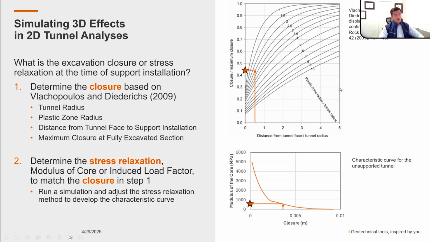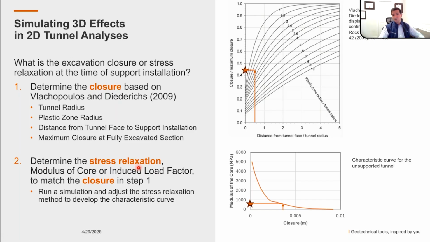In step 1, what we should do is determine the closure based on the Vlachopoulos and Diederichs method. Based on this graph and all the analysis that they have done, they have provided this very nicely structured chart that you can use, based on the tunnel radius, plastic zone radius at the fully excavated region, distance from the tunnel face to support installation, and maximum closure at the fully excavated section, to find what your closure will be at the time of installation of the support. Having that, you can go to the second step.